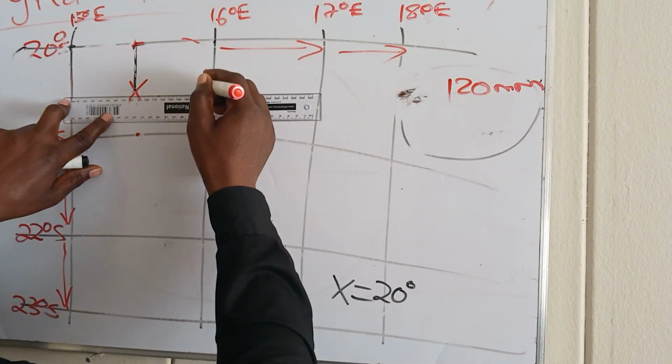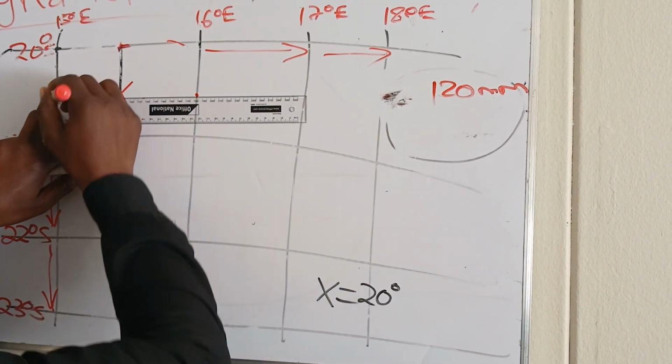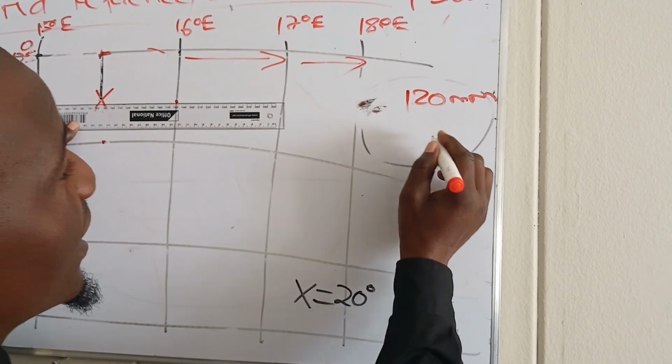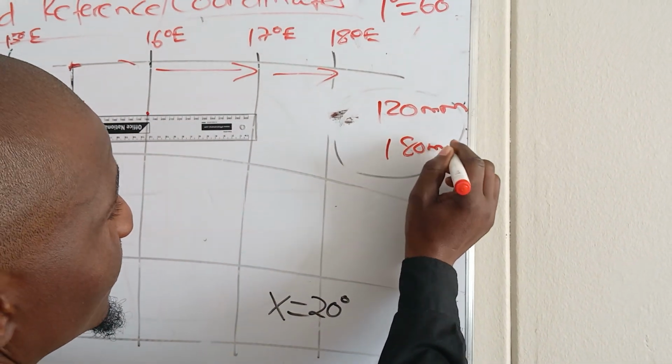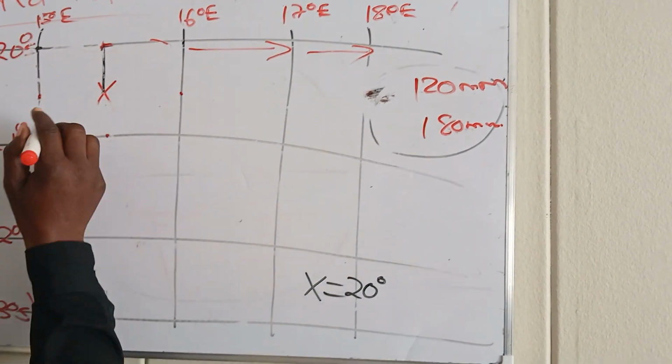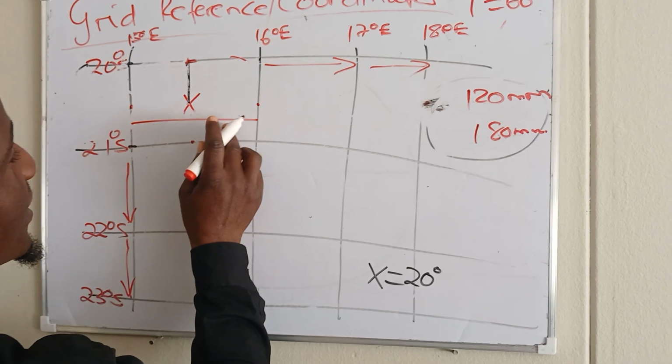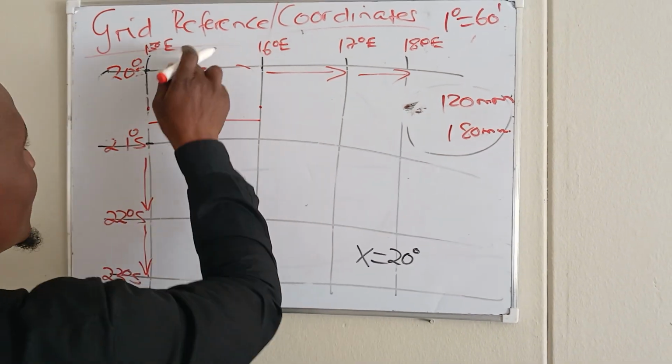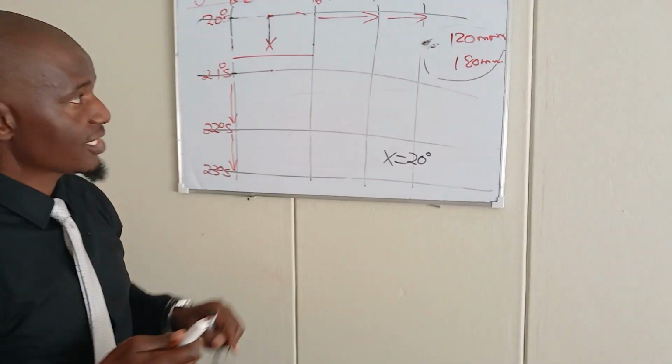Okay, but for the sake of explanation, so that it is easier, I'm looking at 180 millimeters. So it means in terms of my longitude, here is about 180. You've seen that here is about 120. This is just for illustration.